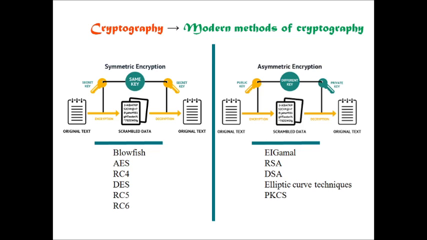Modern methods of cryptography include symmetric and asymmetric encryption. In the case of symmetric encryption, the same key is used for both encryption and decryption processes. In the case of asymmetric encryption, different keys, public and private keys, are used for encryption and decryption.